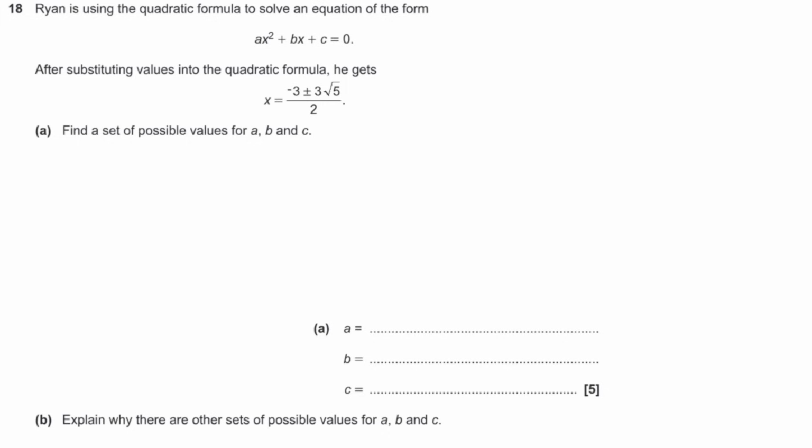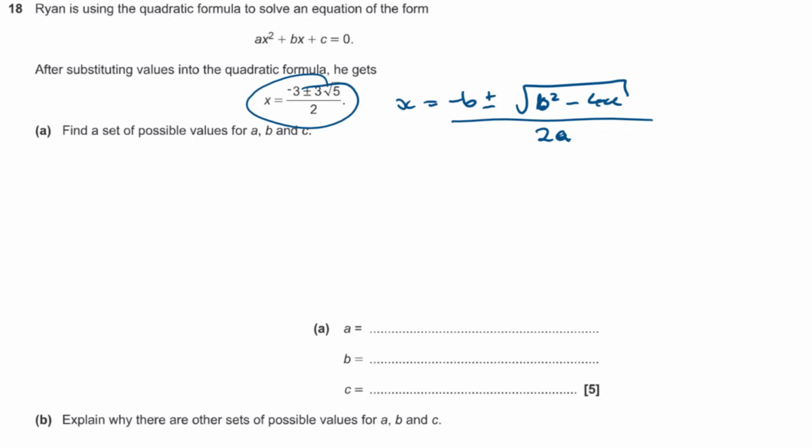Okay, so if you remember, the quadratic formula should be of the form x equals minus b plus or minus the root of b squared minus 4ac over 2a. Okay, so we can work out a little bit about a, b, and c by comparing what we've got here with the quadratic formula, and then seeing if we can match anything up.